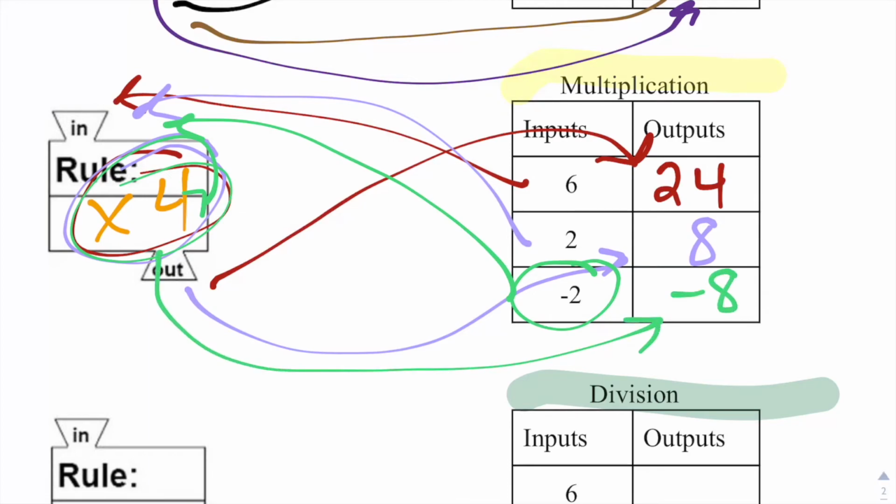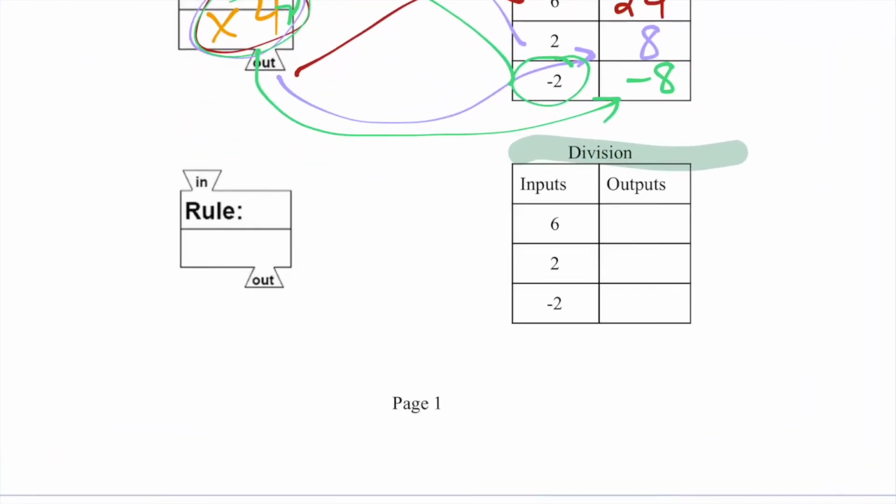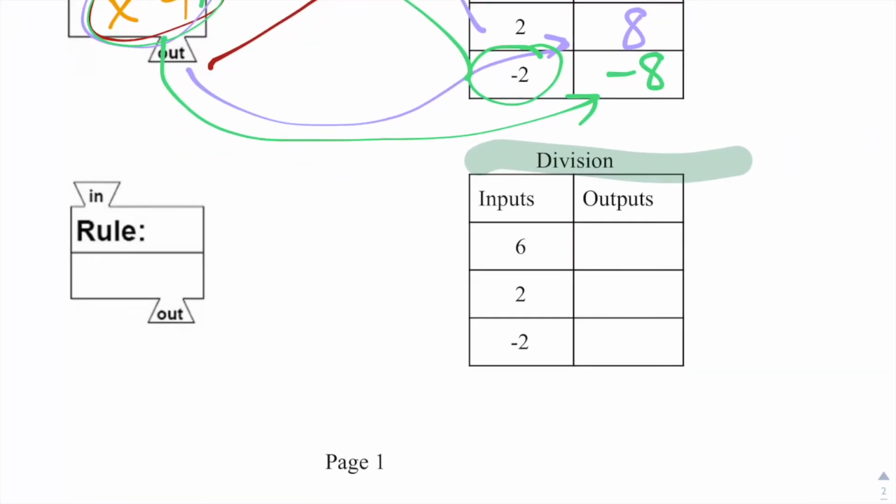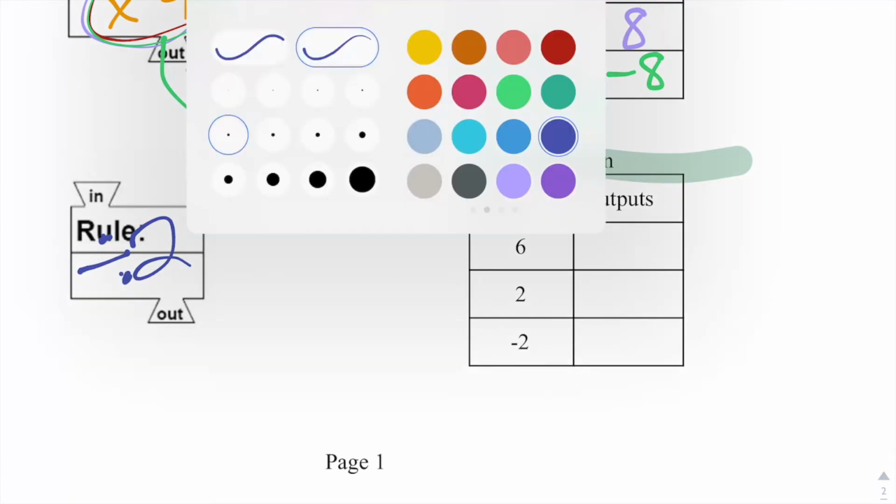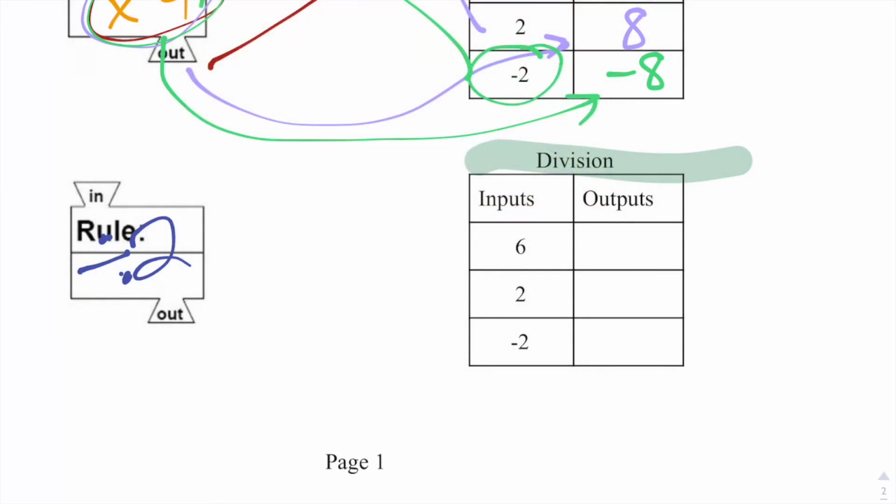Moving to our last function machine, this is our division function machine. Let's say we're going to divide everything by 2. So everything is divided by 2. That is the rule of this division function machine. The first thing we're going to do is take the 6 and plug that into the division function machine. We're going to divide 6 by 2, and when we divide 6 by 2, 3 comes out of the division function machine.